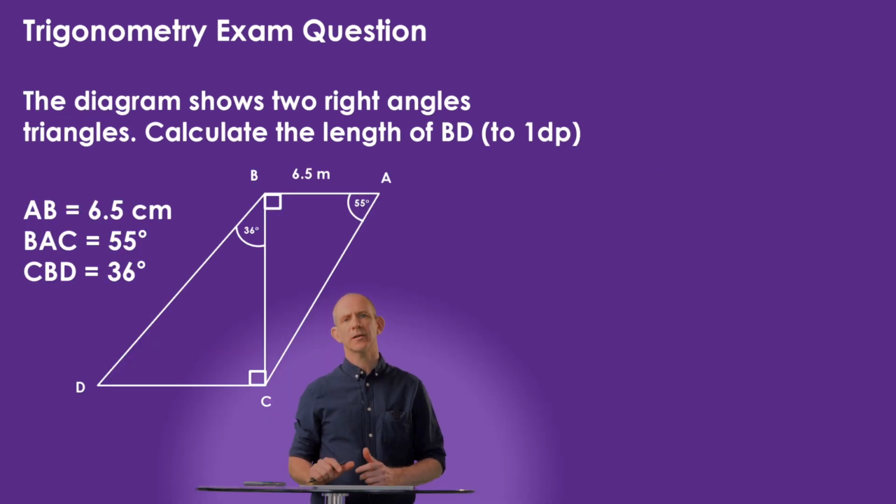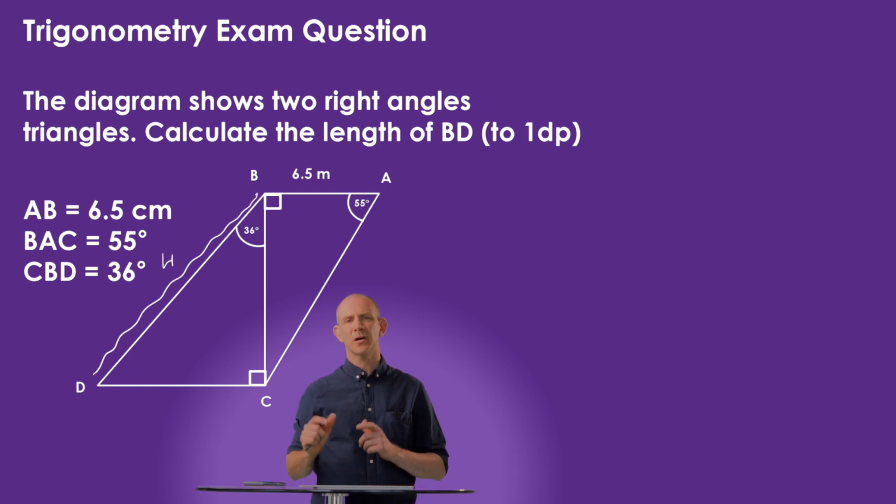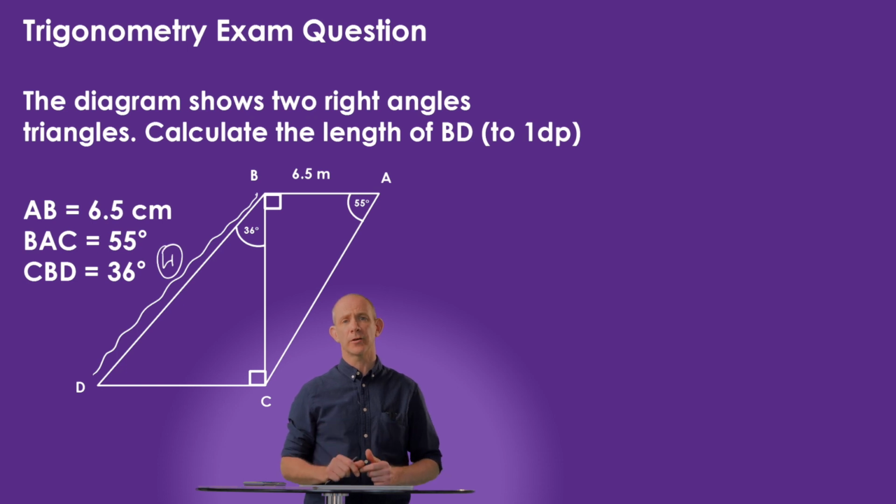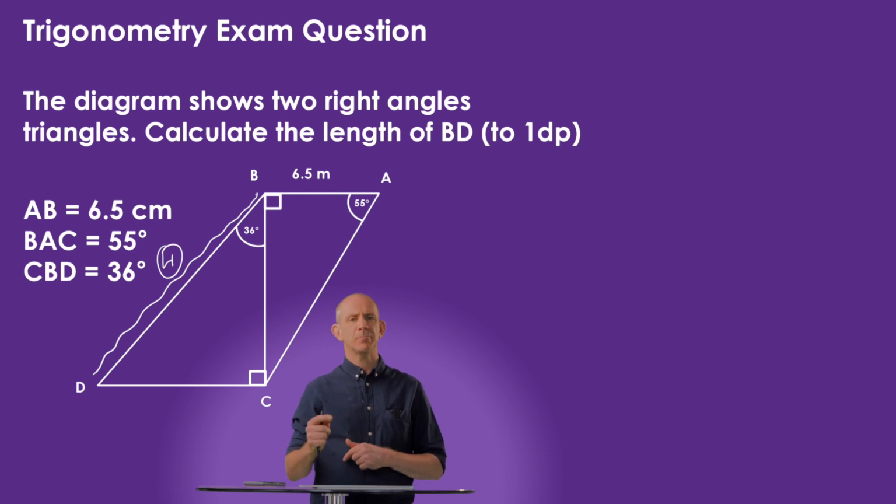Here we have two right angled triangles placed together. We're asked to calculate the length of side BD, which is the hypotenuse on the larger triangle. In order to get this, we're going to need one of the other two sides. As BC is adjacent and shared with the smaller triangle, I'll probably use that. I'll label the adjacent on this side.